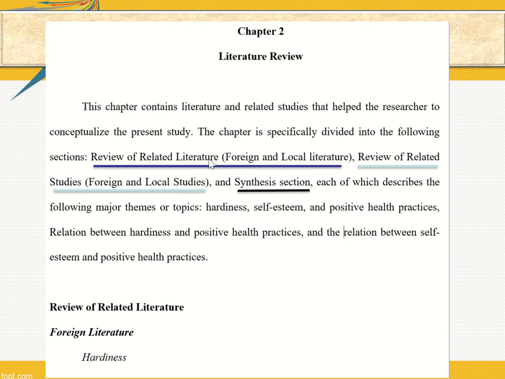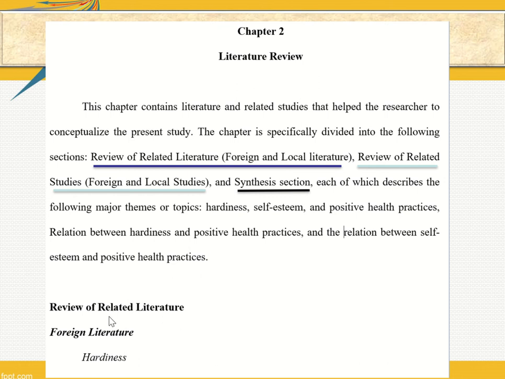First section is review of related literature, which consists of foreign and local literature. Another is review of related studies, consisting of foreign and local studies. And then third is the synthesis section, each of which describes the following major themes or topics. So ito yung mga major themes na in-identify natin kanina na in line with the SOP and the title. Hardiness, self-esteem, positive health practices, relation between hardiness and positive health practices, and finally, relation between self-esteem and positive health practices. So ito yung ating overview of the chapter 2.